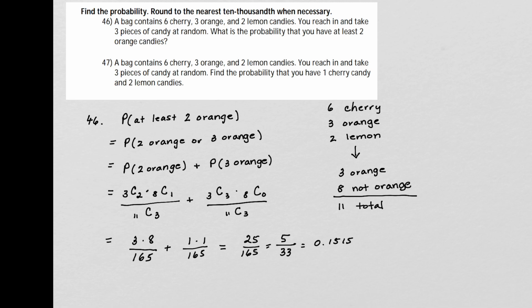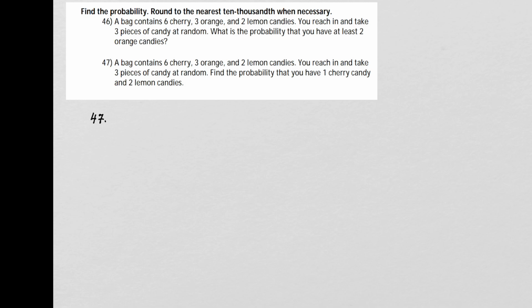Now let's take a look at question 47, which is similar but not exactly the same. Here again we have 6 cherry, 3 orange, 2 lemon, but now we want to get 1 cherry and 2 lemon.